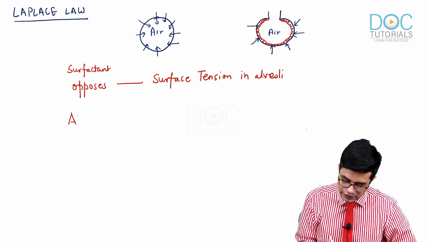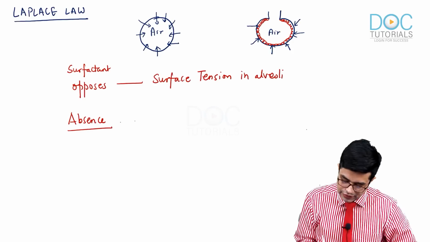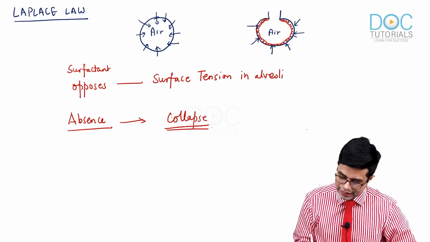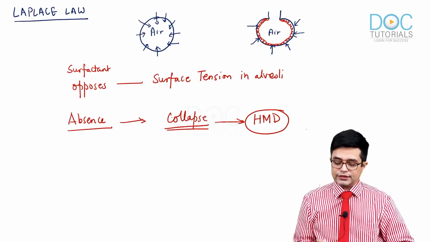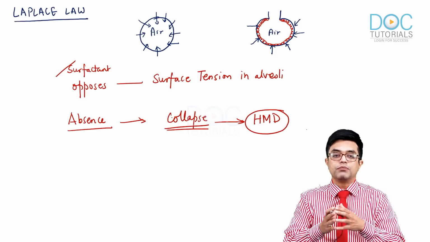Any absence of surfactant will lead to collapse of the alveoli due to unopposed surface tension, and that is the condition which produces a disease called hyaline membrane disease. That is the function which surfactant performs.